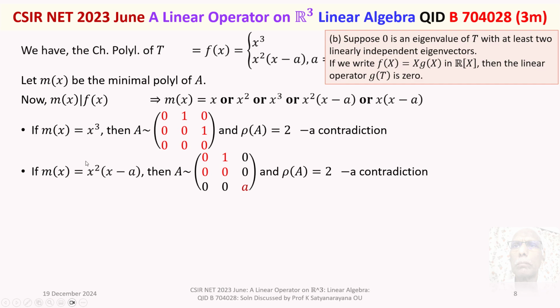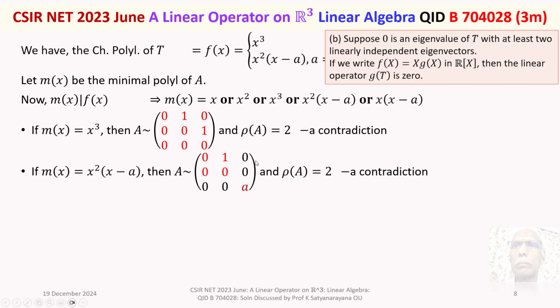Suppose m of x is x square into x minus a, then A is equivalent to the Jordan canonical form. Corresponding to x square, we have a Jordan block of size 2, that is 0, 1, 0, 0, corresponding to 0. x square means x minus 0 whole square. And corresponding to x minus a, only one block of size 1, that is a. So the remaining are zeros.